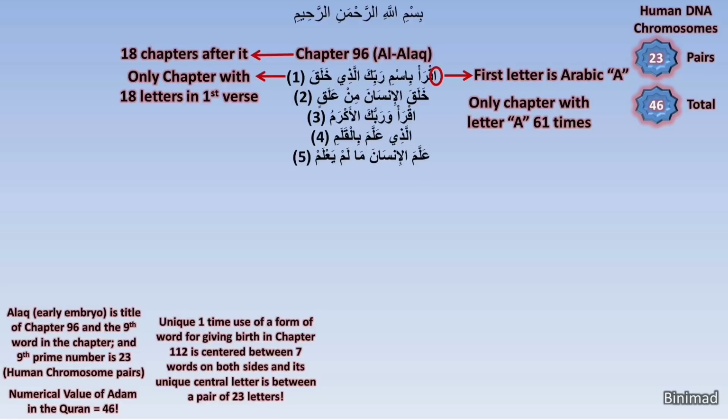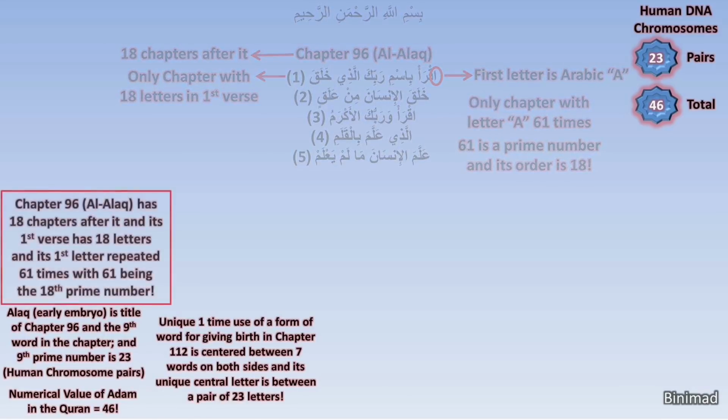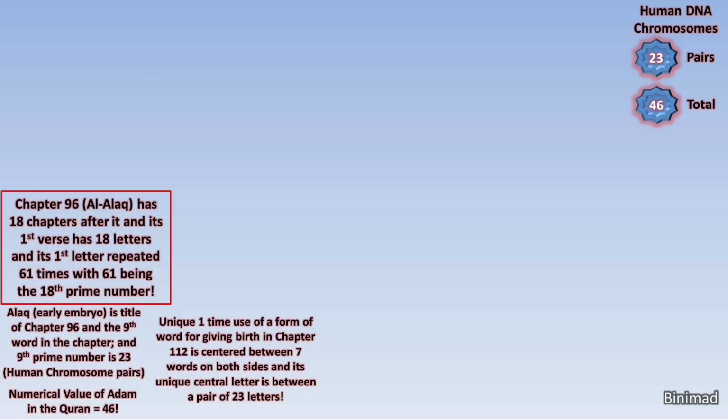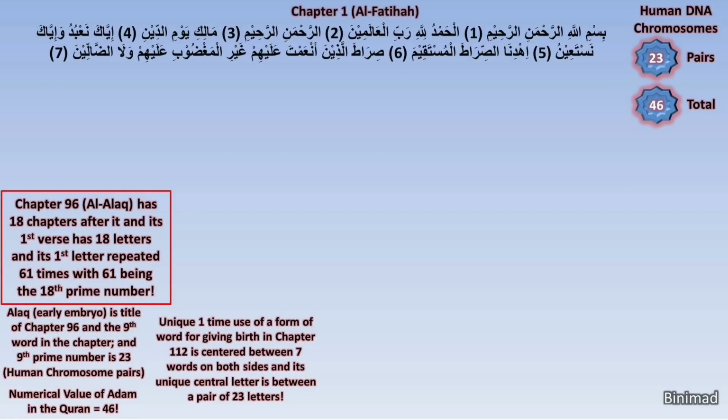The number 61 is a prime number, and its order within prime numbers is 18. In my book, I give more amazing details here, but before we forget these highlighted numbers, and that the first verse ever revealed is the only verse, number 1, in any chapter with 18 letters, let's go to the first chapter in the Quran. In chapter 1, the 18th word is the word Ihdina, which in Arabic means guide us.